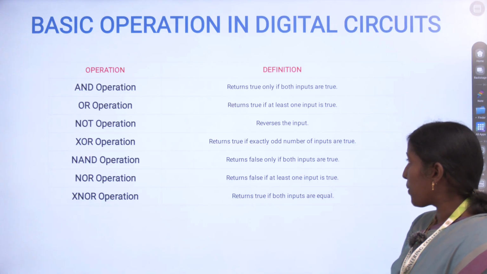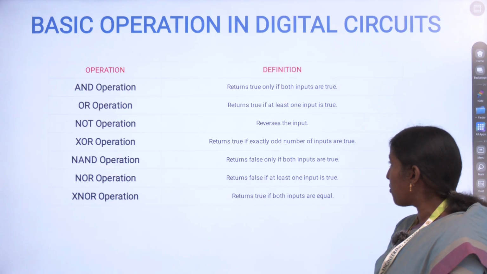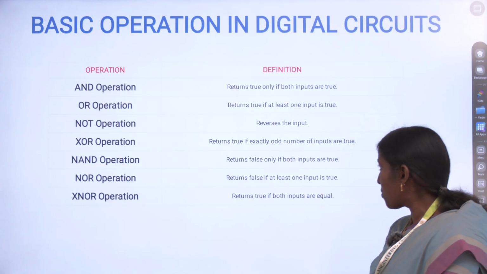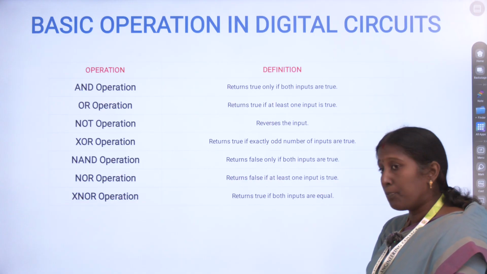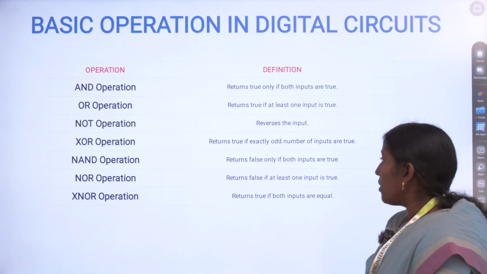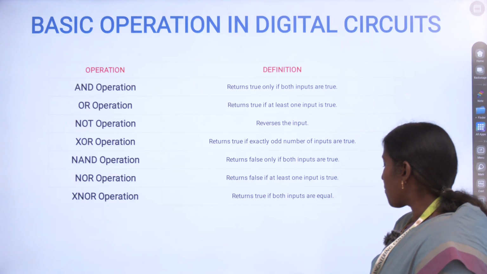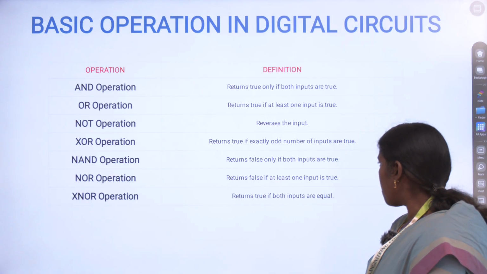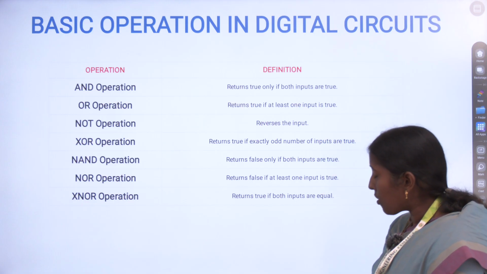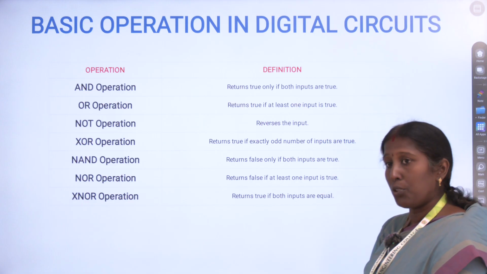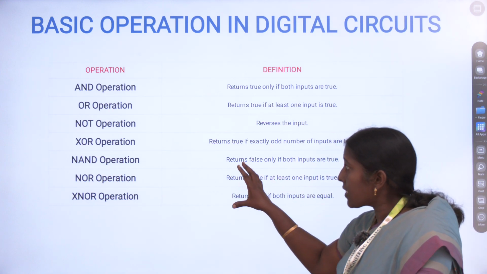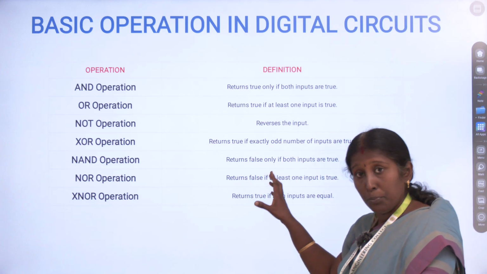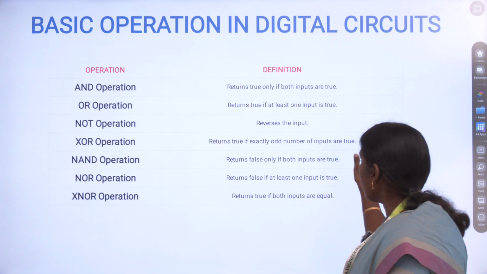Next is XOR operation. It will return the true value if exactly an odd number of inputs are true. NAND operation returns false value if both inputs are true. NOR operation returns false value if at least one input is true. Next is XNOR operation, which returns true value if both the inputs are the same. So these are the gate operations which are very important for digital.